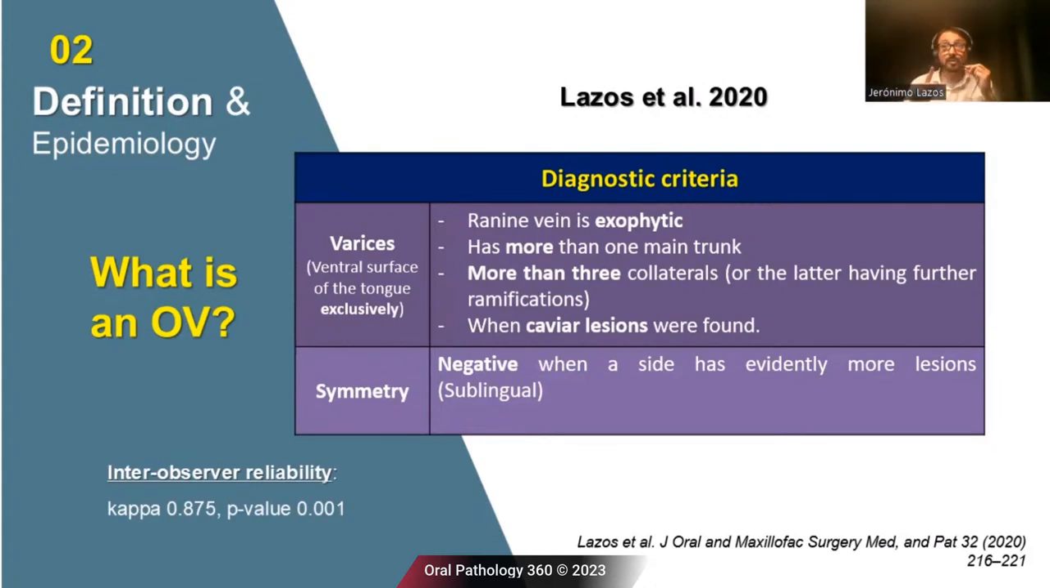Another important part of the definition: when we did our research on oral varicosities, we found that symmetry is an important key part of the definition. So symmetry is to be considered when looking only at the ventral surface of the tongue exclusively. So usually when we assess the ventral surface, in more than 94% of the cases, we can see that one side has more lesions than the other. So we consider symmetry negative when a single side, maybe the left or the right, has evidently more lesions. And remember, this only refers to specifically the ventral surface of the tongue.